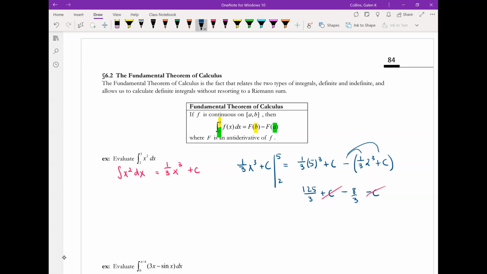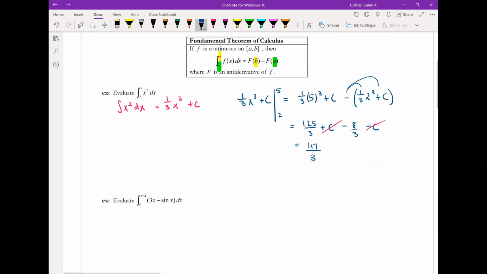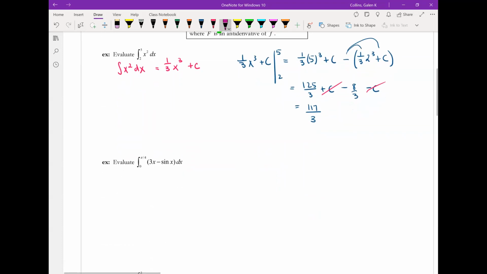So because of that, when we evaluate a definite integral, it is not necessary to add the constant of integration. All right, so we should get 117/3 for that first answer. All right, I'm not going to include the constant of integration on the rest of these because it's just more writing and it's unnecessary.